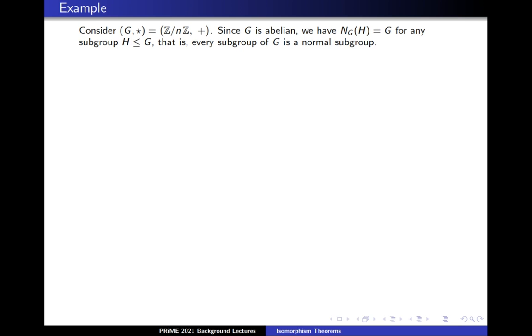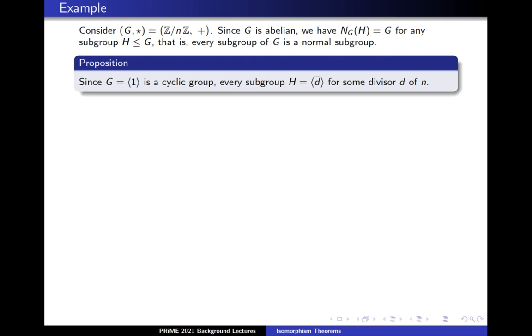Okay, let's consider an example where our group is taken to be Z mod NZ with addition. Since G is abelian, we have that the normalizer in G of H is all of G for any subgroup H in G. That is, every subgroup of G is a normal subgroup. A proposition: since G is generated by the element 1 bar, it is a cyclic group, and every subgroup H is a cyclic group generated by D bar for some divisor D of N.